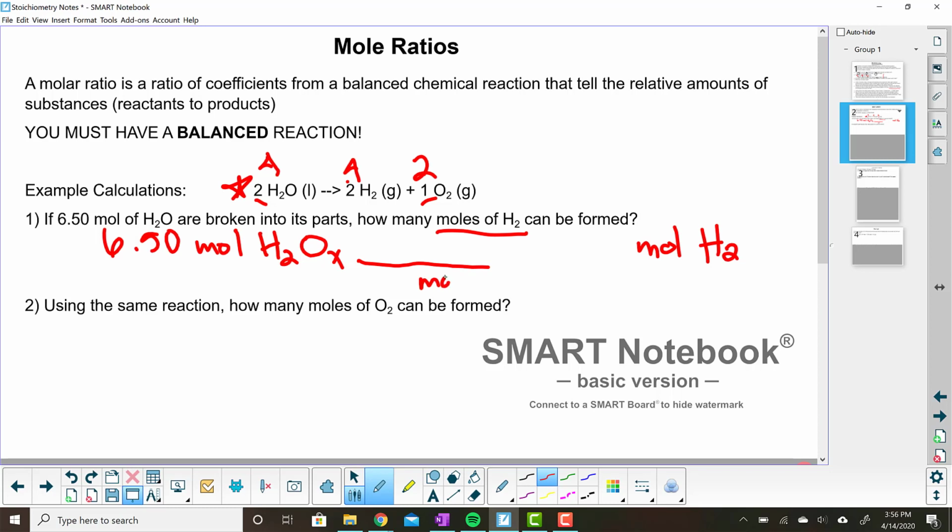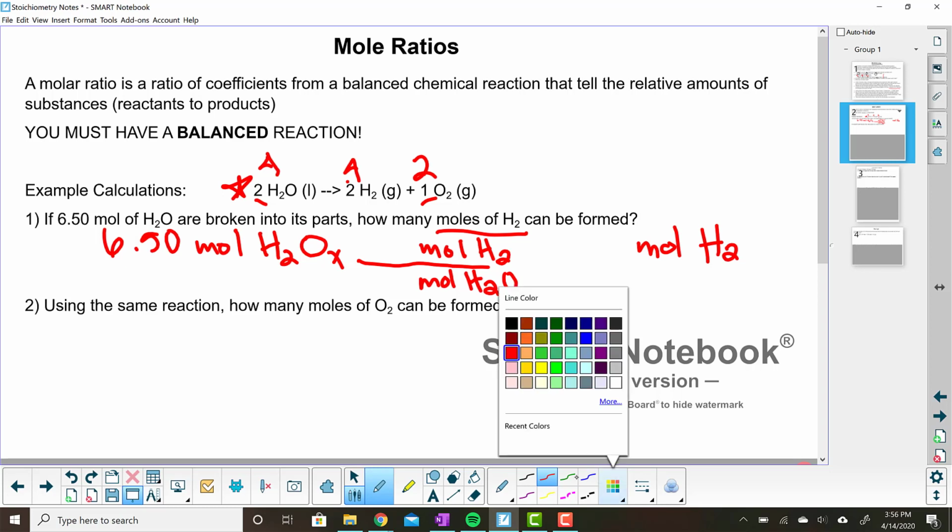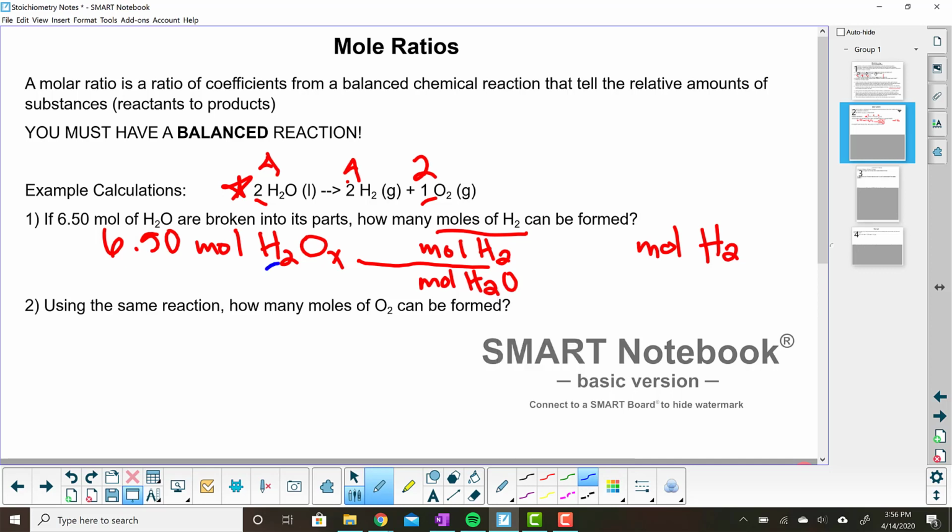Moles of H2O is what I want to cancel out. Now you might think we're in the same units here. Sure, it's true that these are both in moles, but you'll notice that there's a label on here, right? I'm starting with, on the left, H2O, and on the right, I'm ending in H2. Those labels are very important because I can actually convert moles of H2O into moles of H2 using the ratios from this chemical reaction.